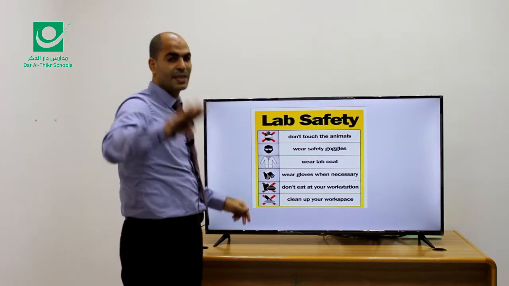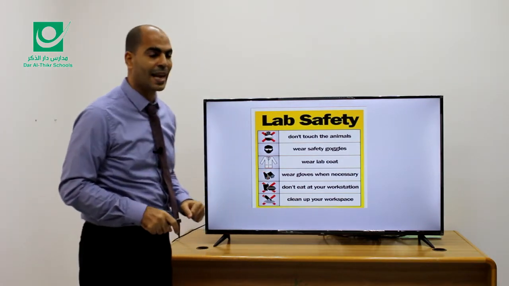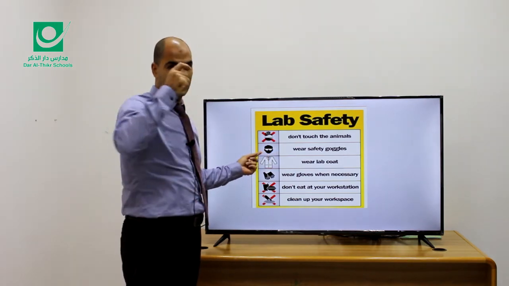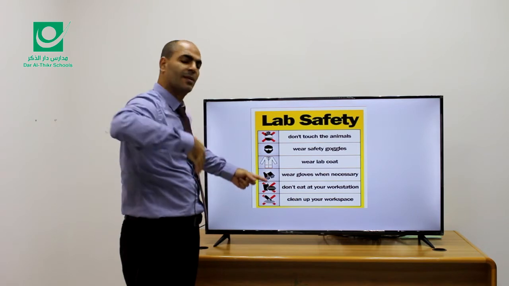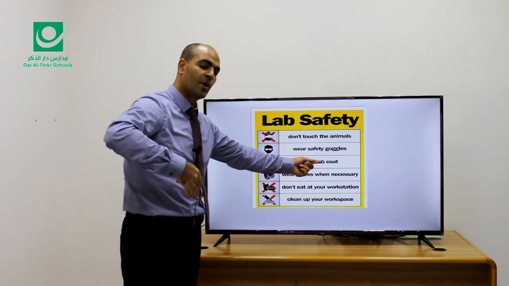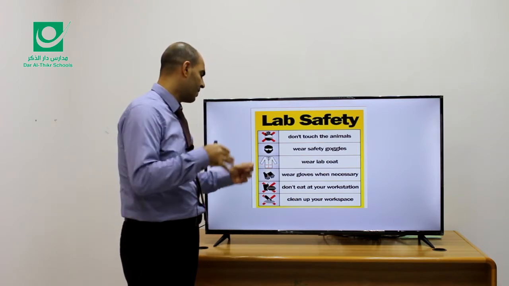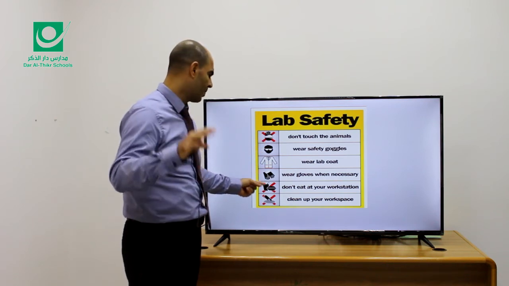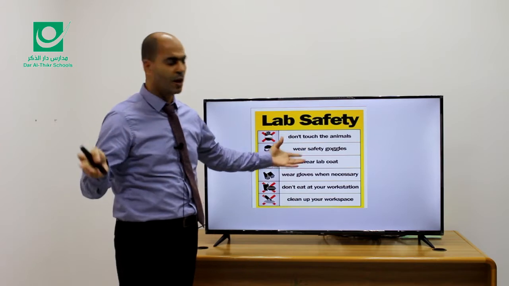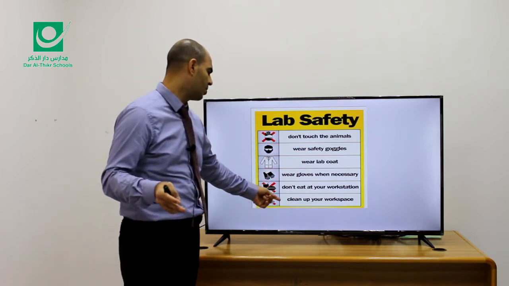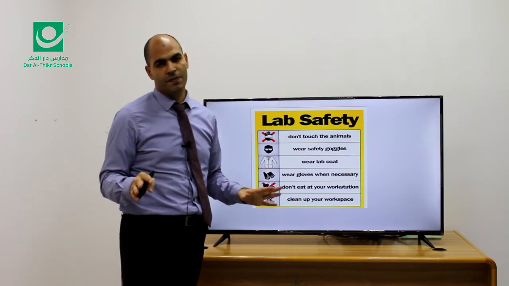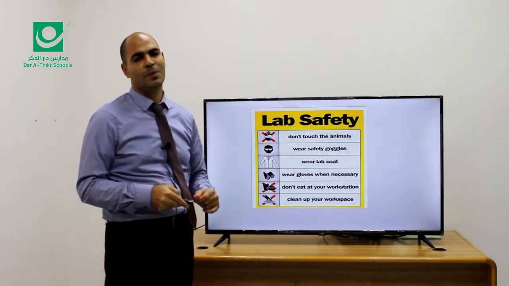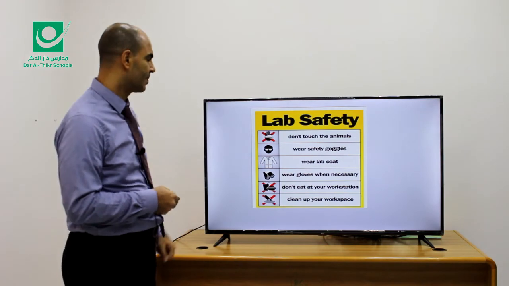So, to be safe in our science labs, we need to wear safety goggles, wear a lab coat, wear gloves, and we shouldn't touch animals or materials that are poisonous, and we have to clean up everything after we finish. If we do these things, we will be safe in our science lesson.